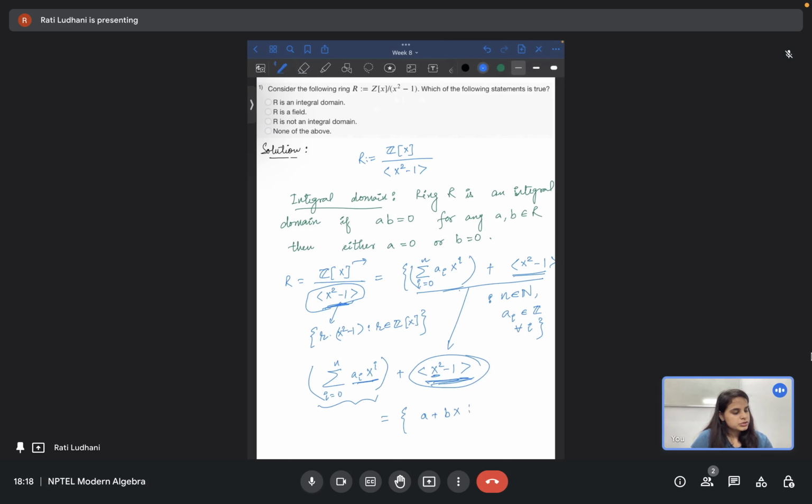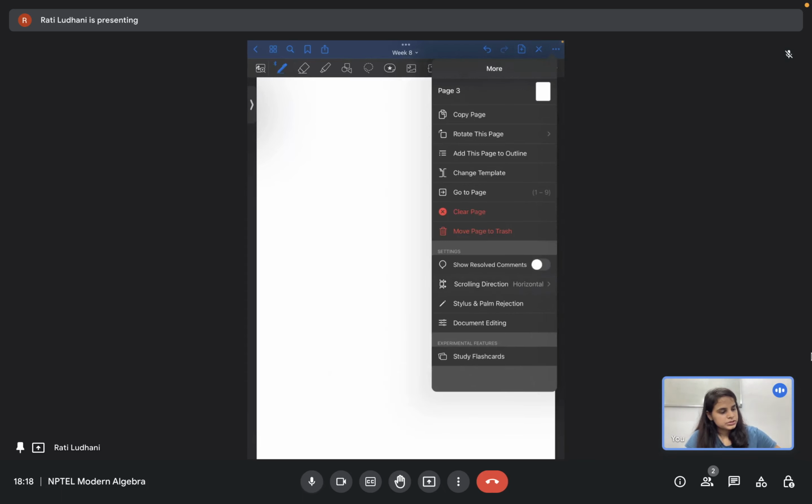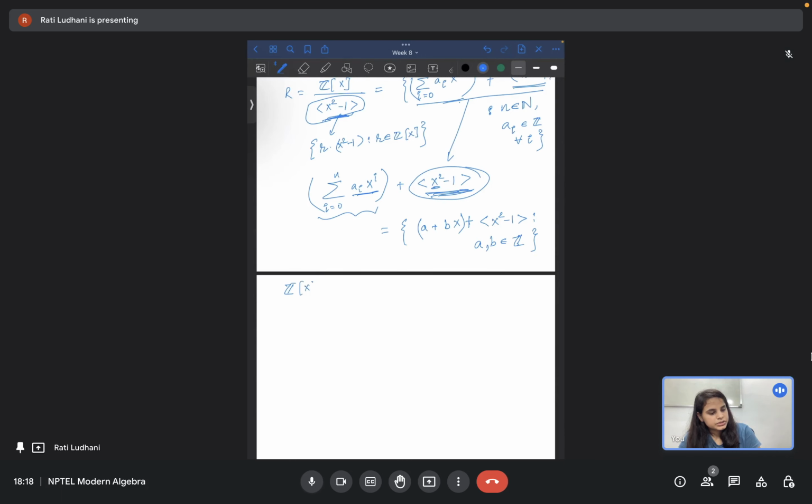Then all the elements are of this kind, where a and b belong to Z. So Z[x] mod x square minus 1, which is our R, is equal to the set of a plus bx plus (x square minus 1), where a, b belong to Z. For simplicity, we can write it to be the bar of a plus bx.